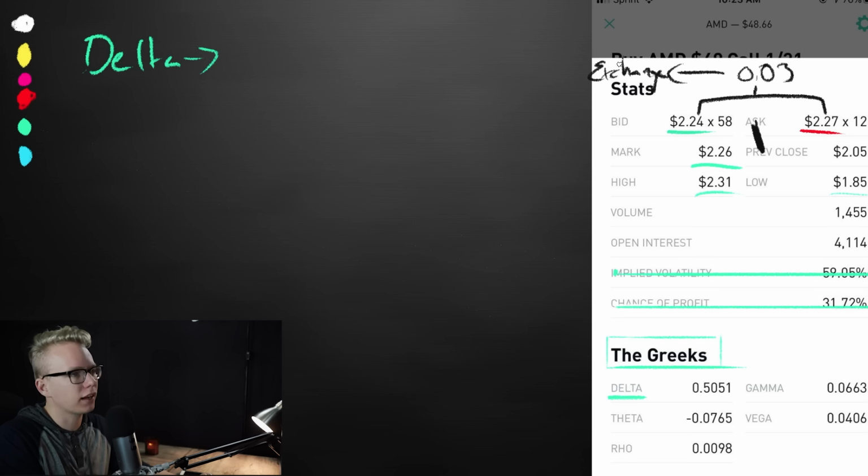So if this stock, if AMD goes up $1, that means that the value of your contract is going to increase by 50 cents. So you are going to make $50 if AMD goes up $1. Now you see how that's a lot of leverage. And that's the appeal of options, that they can give you a lot of leverage. This is almost like having, excluding other things, 50 shares of AMD, but you're only paying $227 for it. So that's leverage.